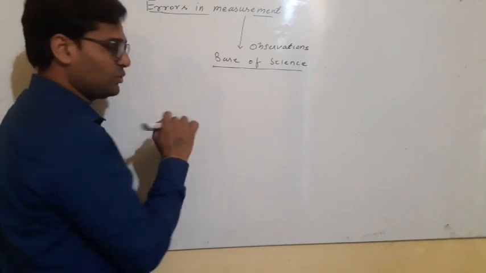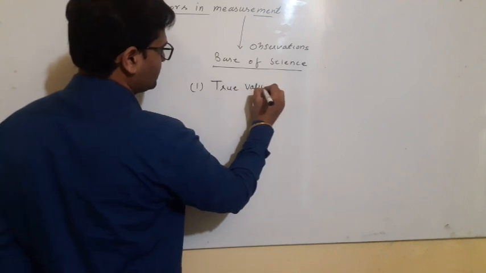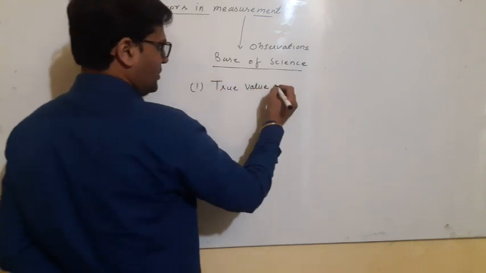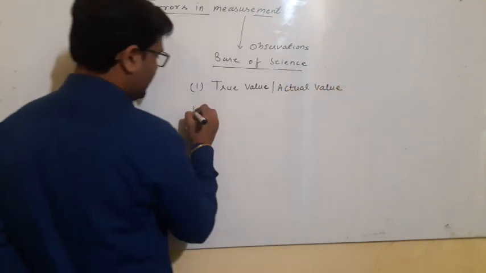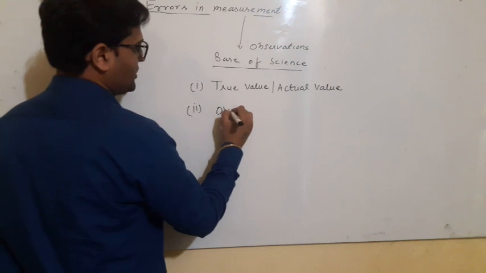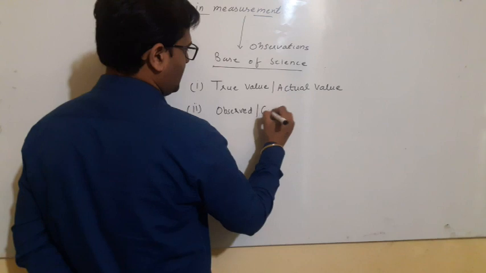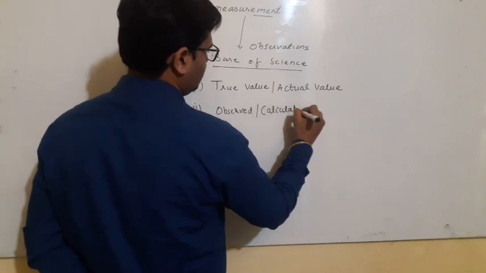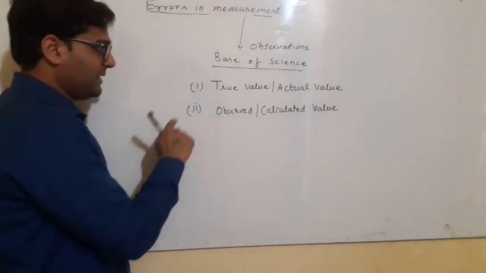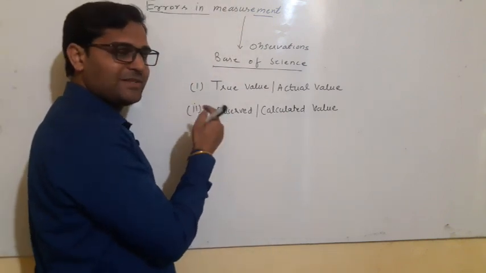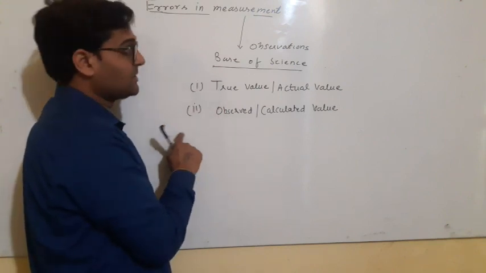Okay, so in measurement we have two things. One is our true value or the actual value, and second is your observed or calculated value, right? If there is some difference between these two values, then that difference is known as the error.